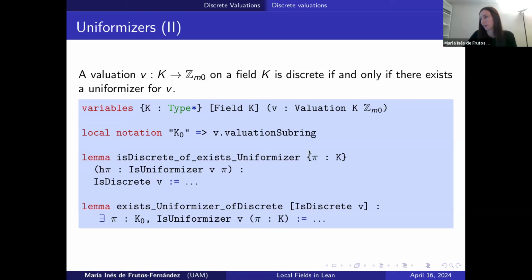In the first part, I assume that I have a uniformizer pi for the valuation, and then I conclude that the valuation has to be discrete. And in the converse lemma, I assume that the valuation is discrete, and then I am able to prove that there is an element of the unit ball of K which is a uniformizer for the valuation.